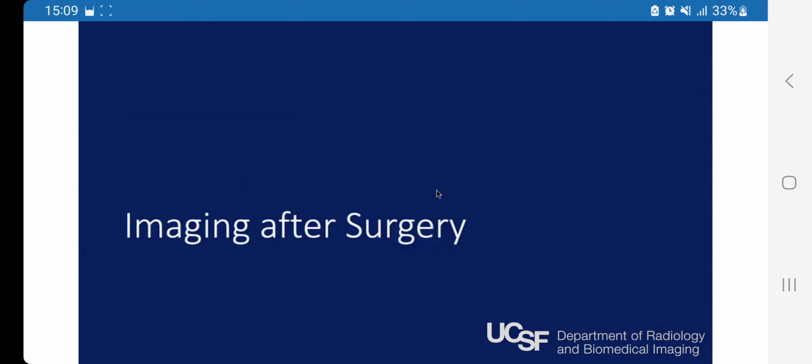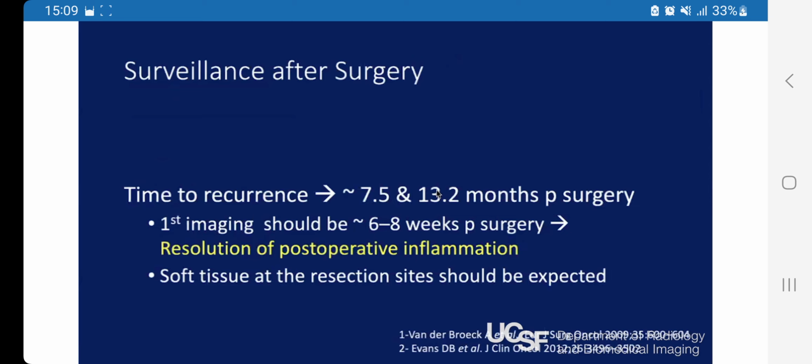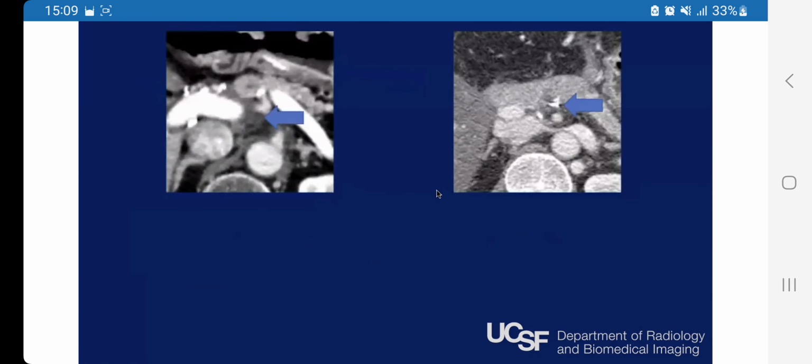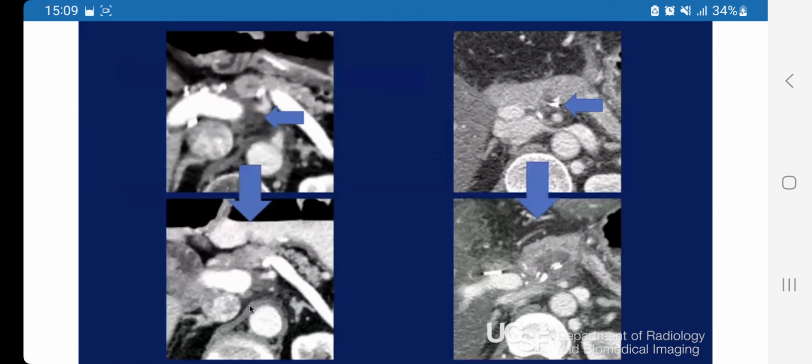And lastly, tissue sampling. After surgery, usually based on the studies, 7 to 13 months after the surgery, recurrence happens in PDACs. Our imaging baseline should be done about 2 months after the surgery, so we would not see the postoperative inflammatory changes. And we usually may see some soft tissues at the pancreatectomy bed. We have to keep a close eye on them, but we don't know, they may just be fibrotic tissue or turn into local recurrence. Here are two examples of patients with some soft tissues at the pancreatectomy bed.